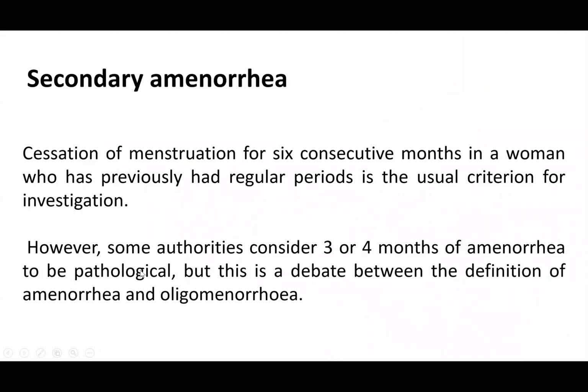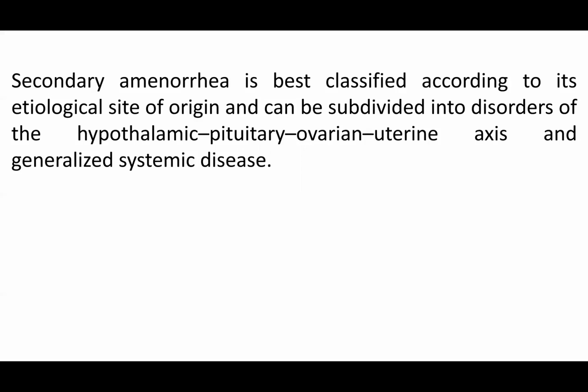It could be defined as the cessation of menstruation for 6 consecutive months in a lady who has had previous regular menstrual cycles. Some may consider 3 or 4 months of amenorrhea to be pathological and may define it as secondary amenorrhea, but there will be a confusion with oligomenorrhea. It is best classified according to the origin, or if it is due to a generalized systemic disease affecting any part of the axis.